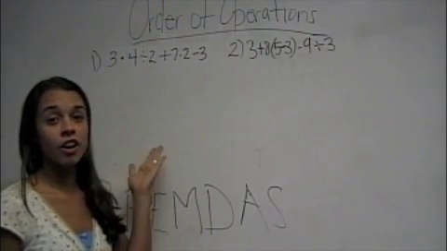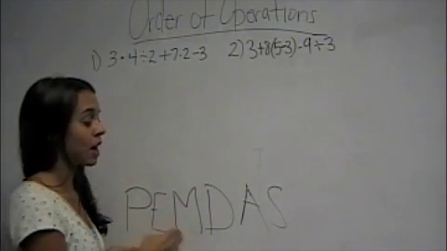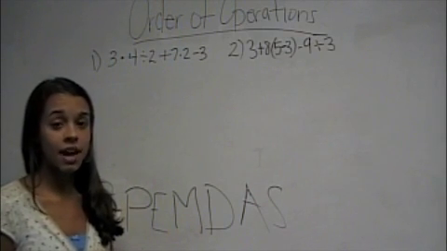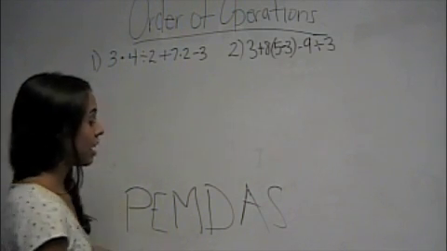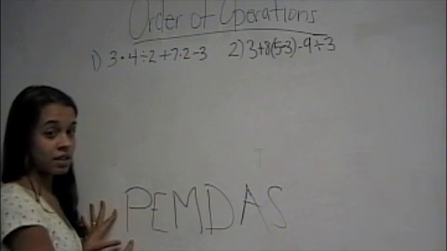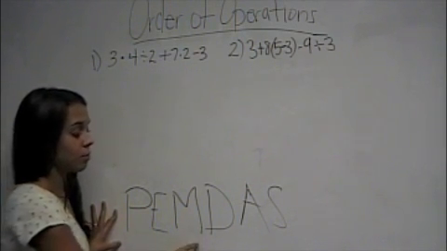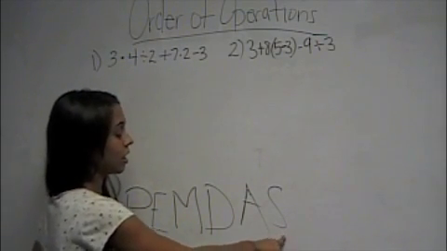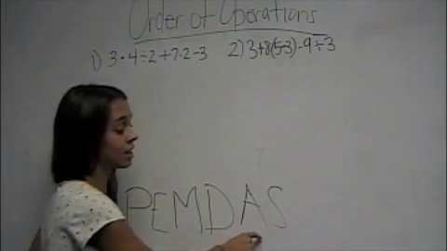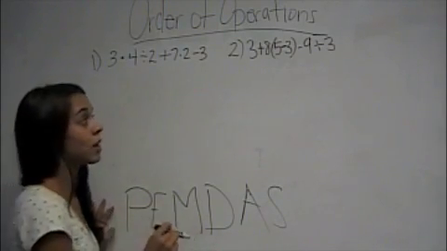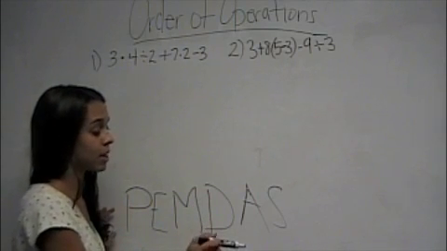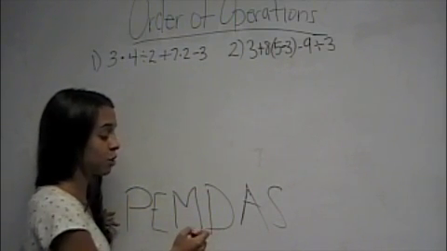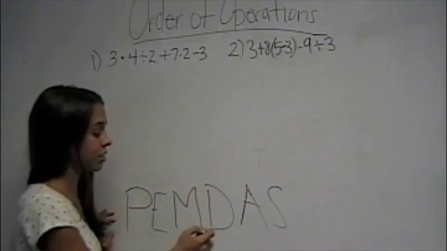We're going to look at order of operations. Now we have a mnemonic device to help us remember the steps of order of operations. These letters stand for parentheses, exponents, multiplication, division, addition, subtraction. Now for multiplication and division and addition and subtraction, you do them as you come to them in the problem. It doesn't matter if division comes before multiplication, you still do it first.